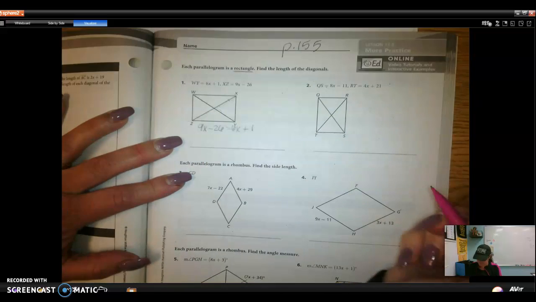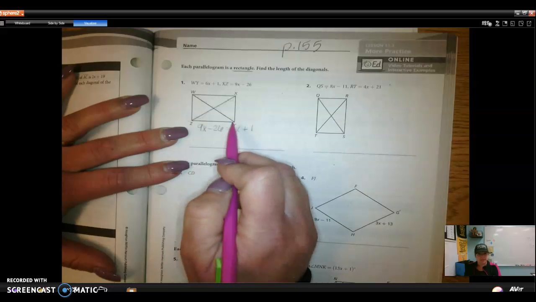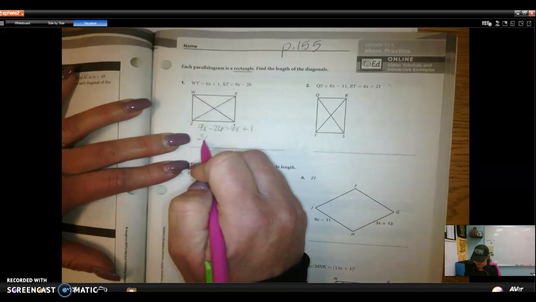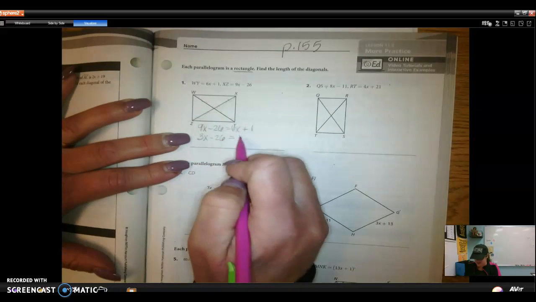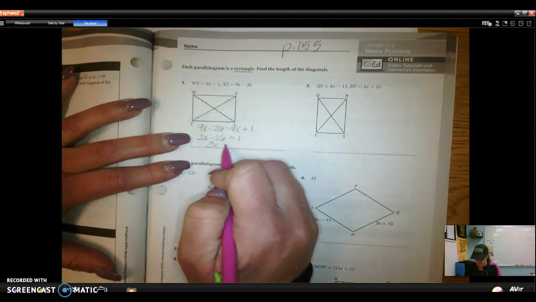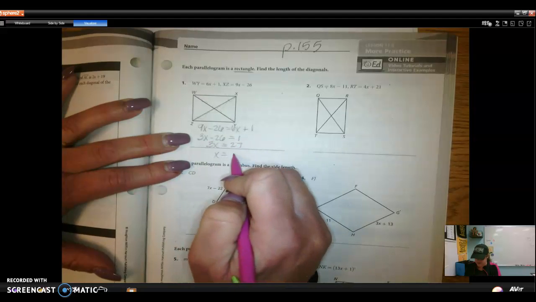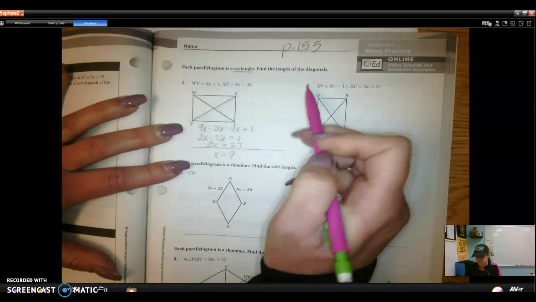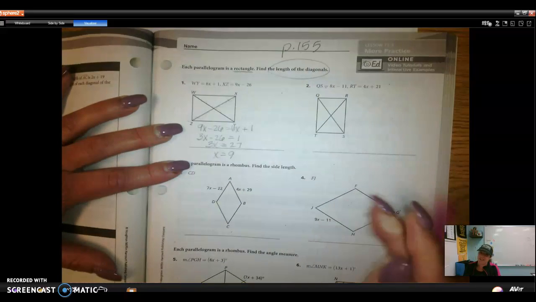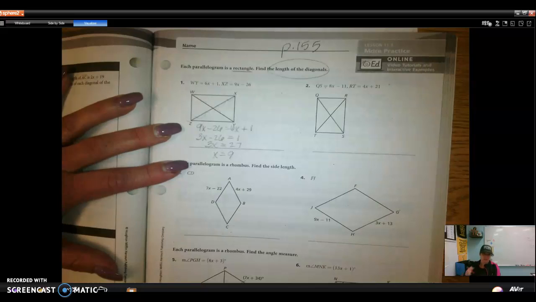All right. I'm going to do a little bit of algebra. So I'm going to subtract 6x over. I'm going to go ahead and add that 26. And I get x to be 9. But be careful because we want to find the length of the diagonals. It doesn't say just to solve for x.